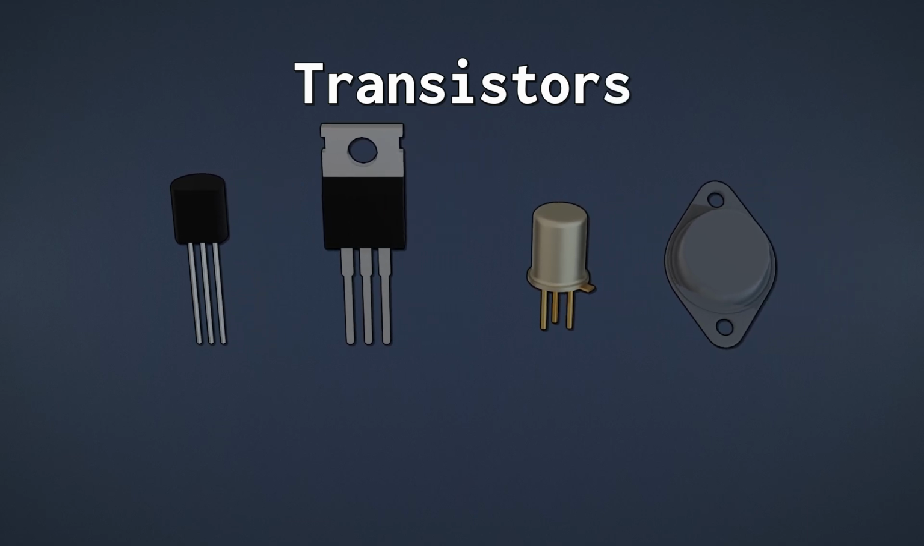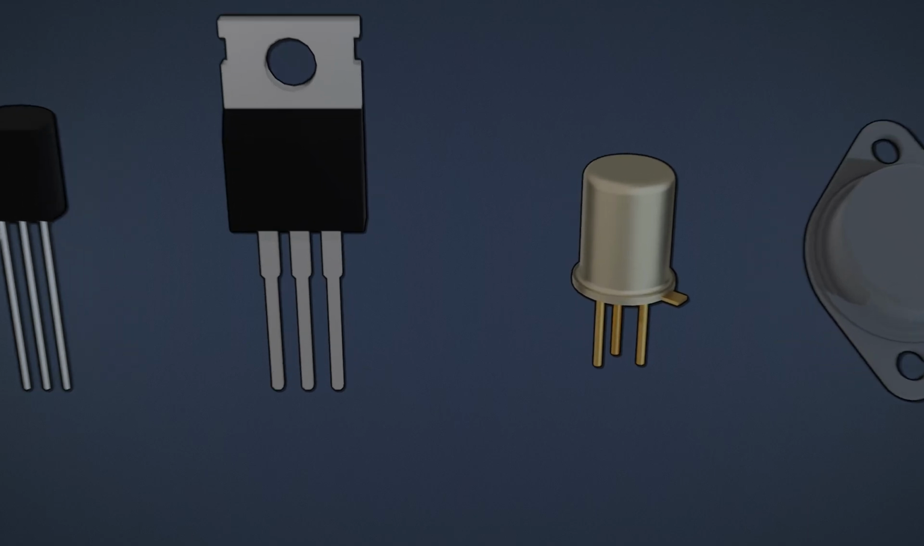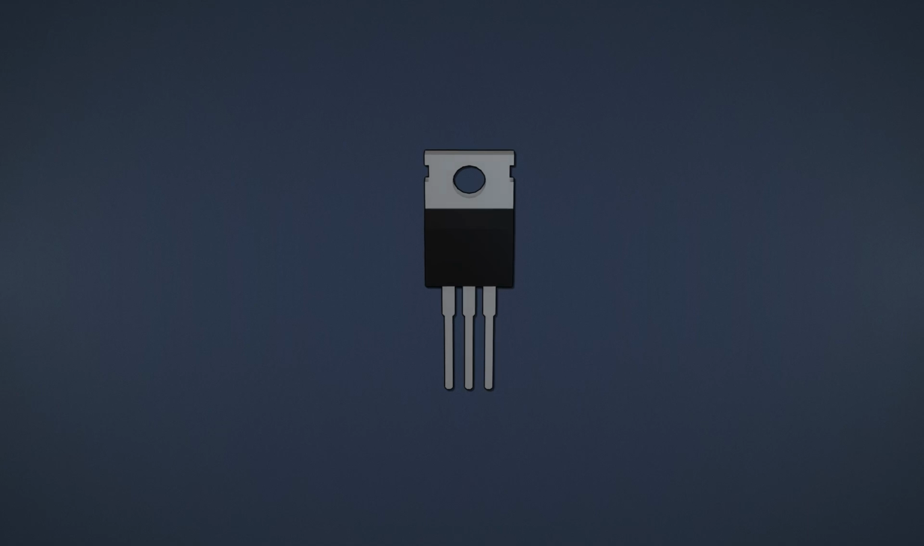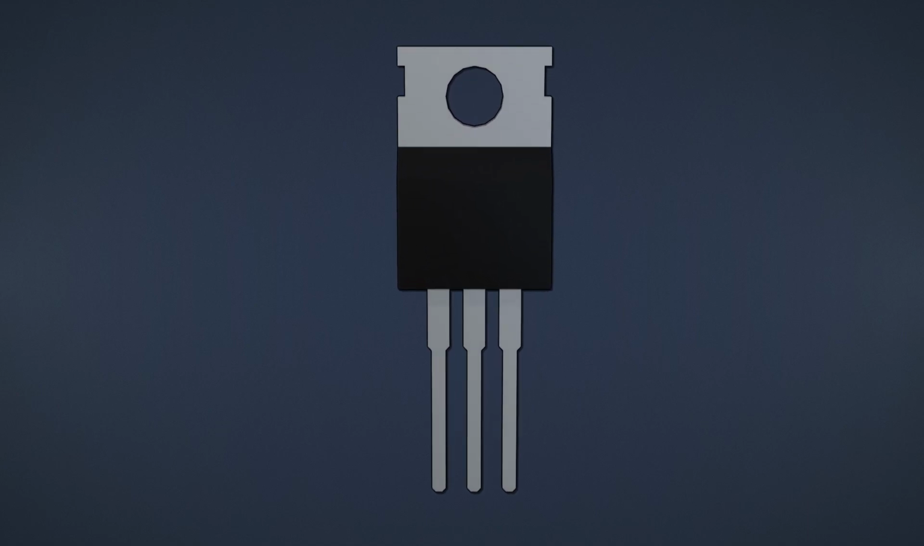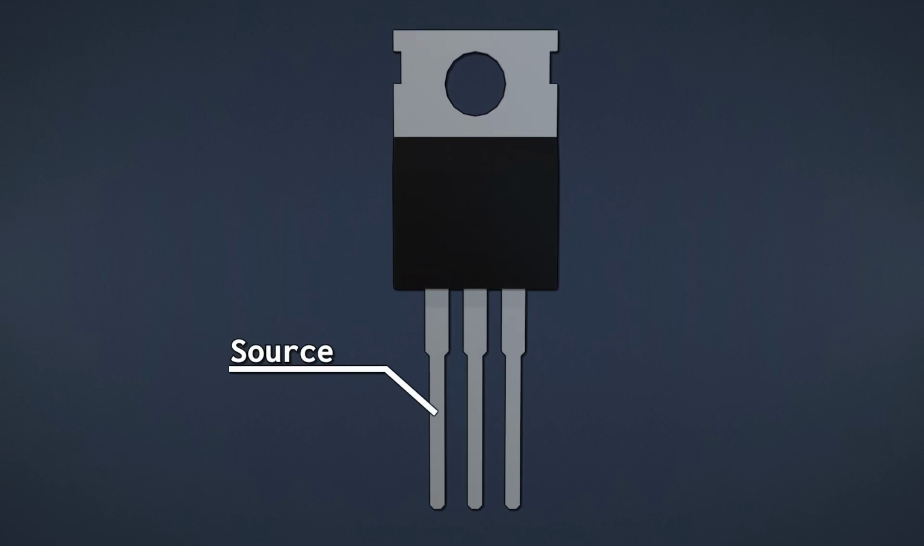Transistors come in a variety of different packages, like the ones you see here. And there are also different kinds of transistors, regardless of their packaging. For our purposes though, let's just look at a MOSFET, or metal oxide semiconductor field effect transistor. It has 3 pins. They're called the source, gate, and drain. The gate controls the state of our transistor.